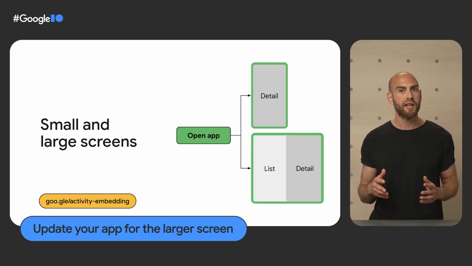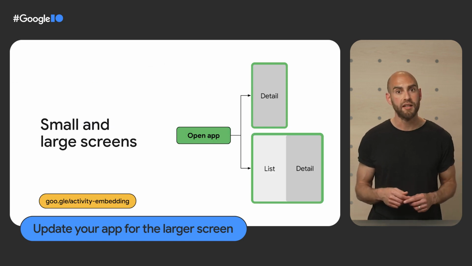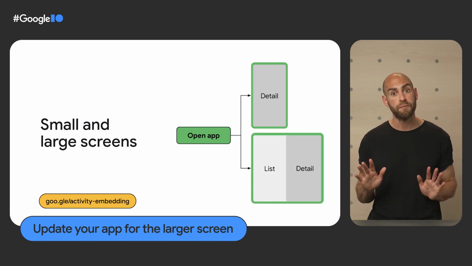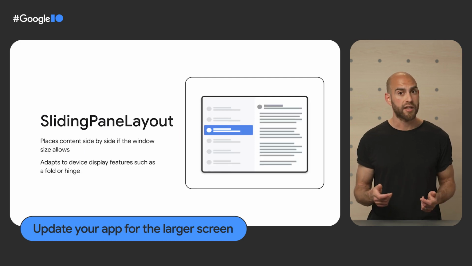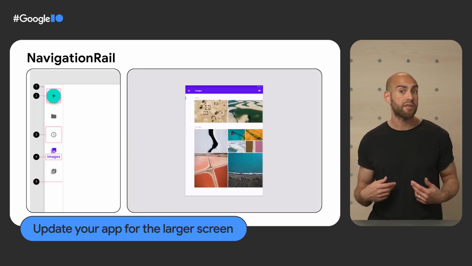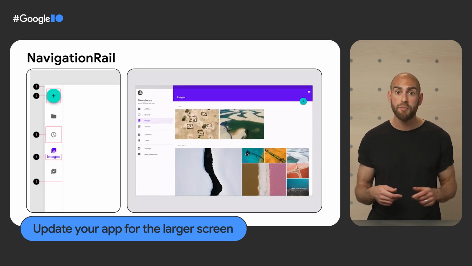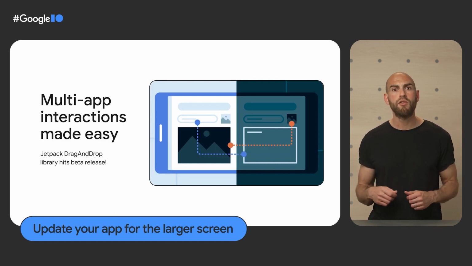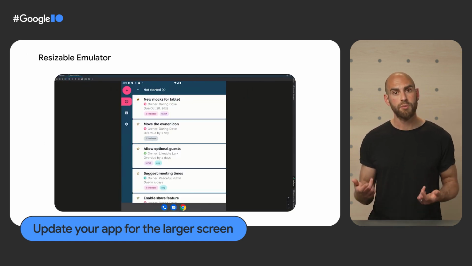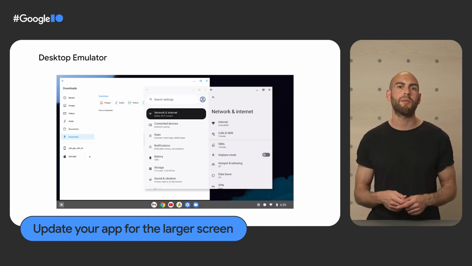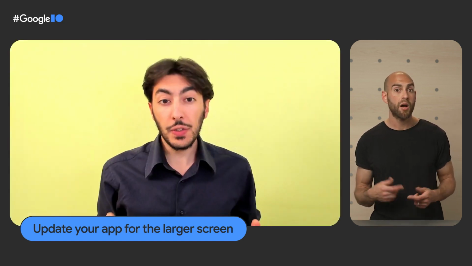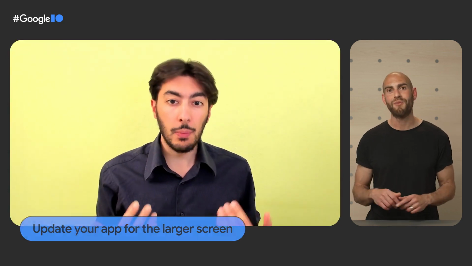If you're using multiple activities, use activity embedding to easily place activities side by side. To combine fragments, check out sliding pane layout. To adapt your navigation UI, see how the nav rail can help. And for drag and drop, use the new Jetpack Drop Helper utility class. To test your app, use the resizable emulator and the new Android desktop emulator. Check out Update Your App for the larger screen for more information.